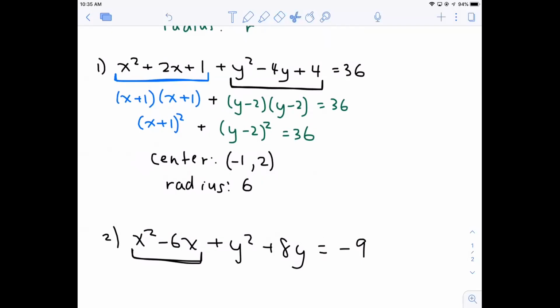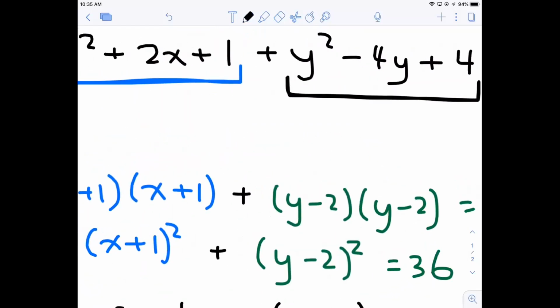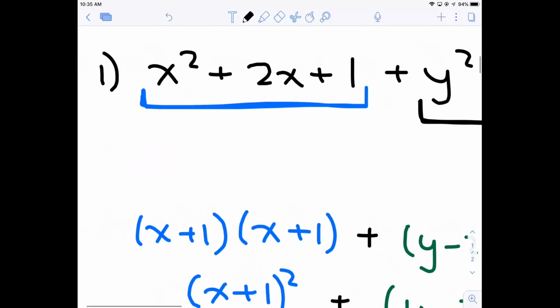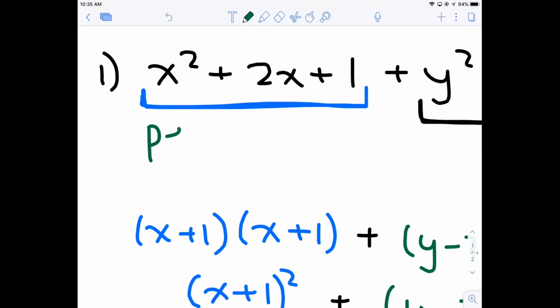So we have to do something else here. The reason it works so nicely in the first one, actually we'll take some notes up here, the reason it works so nicely in the first one was because this x squared plus 2x plus 1 is something we call a perfect square trinomial.